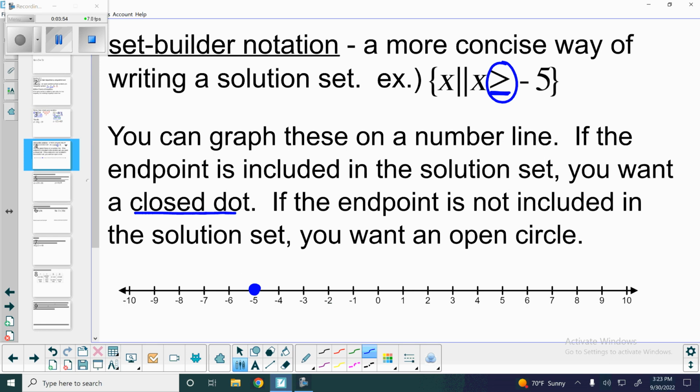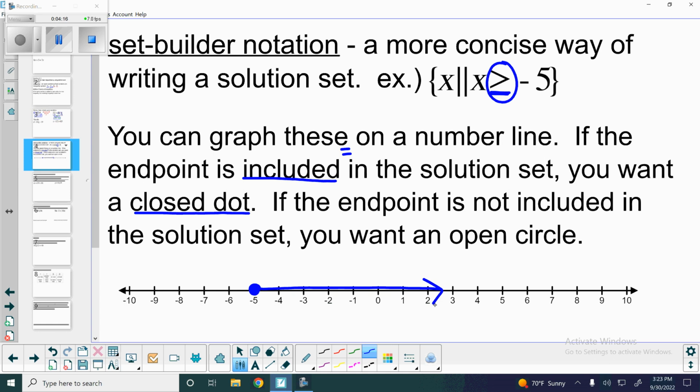Okay, closed point here because it was included in the solution set, or it was equal to. Now if it's saying that x is greater than or equal to -5, I want to talk about the values that are bigger or equal to -5, which is all of these numbers that are going in this direction. So I'm going to draw my line going that way and say that it's all of those numbers over there.